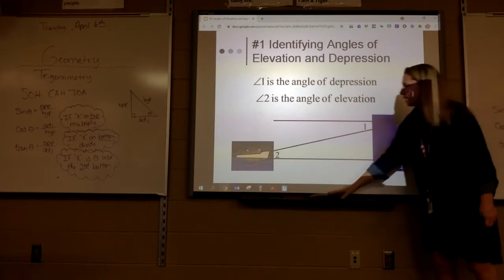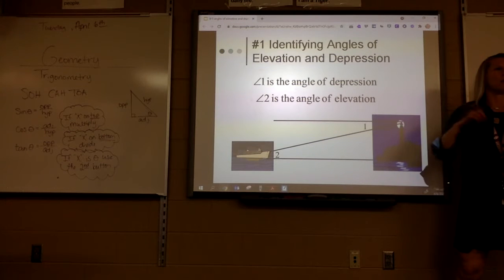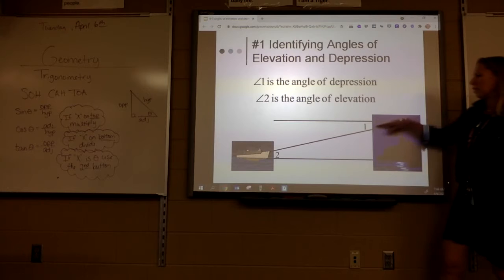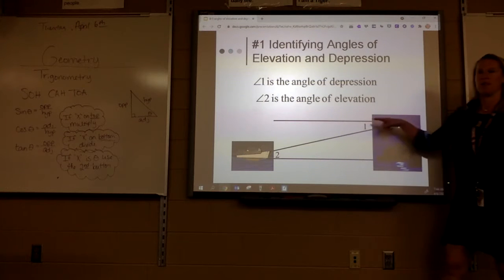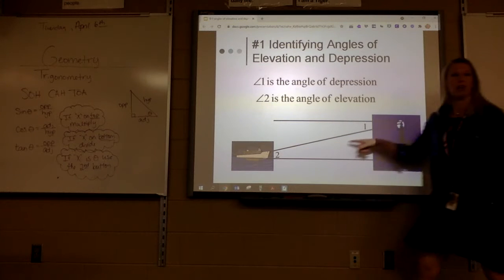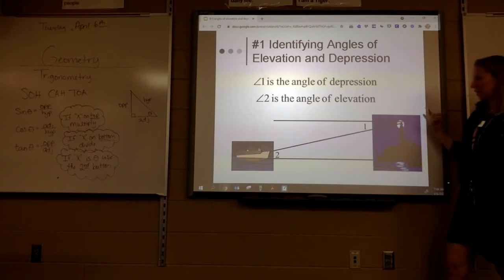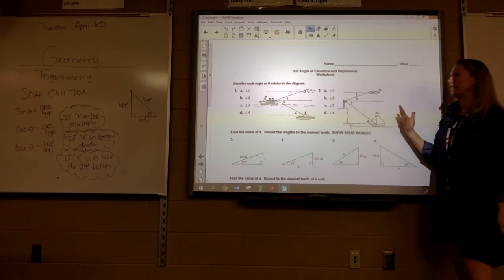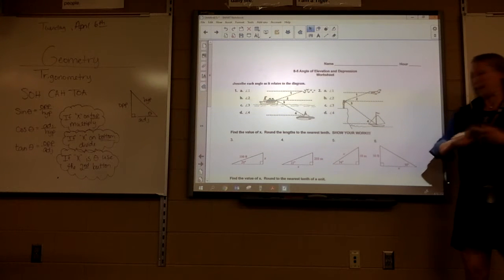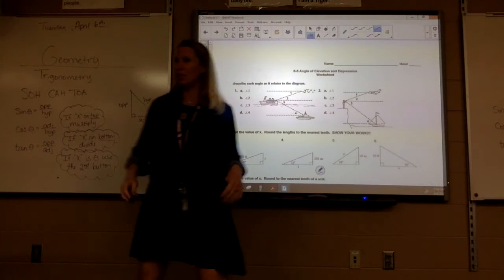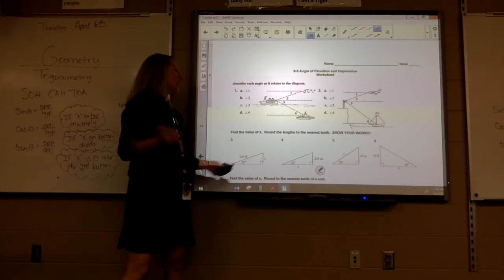But we are going to decide what each angle is. So like right here, if I'm in the lighthouse and I'm looking down on the boat, would that be an angle of elevation or angle of depression? Depression. If you're on the boat and you're looking up at the lighthouse, elevation. So on your first two problems, you're just going to decide if it's angle of elevation or angle of depression. You can put D or E. Just the letter D or the letter E.